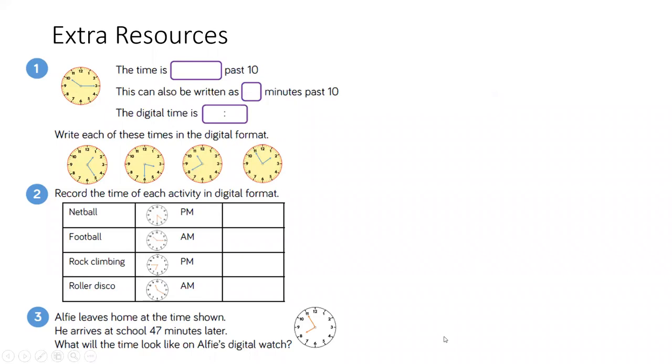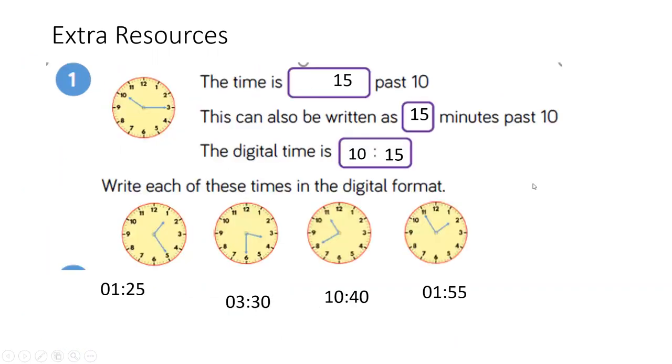Right, here's some extra resources. So I'm going to give you some time to have a go at these, and then I will do the answers. So let's move on to the answers.